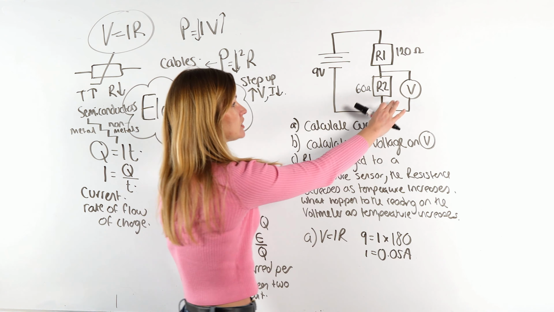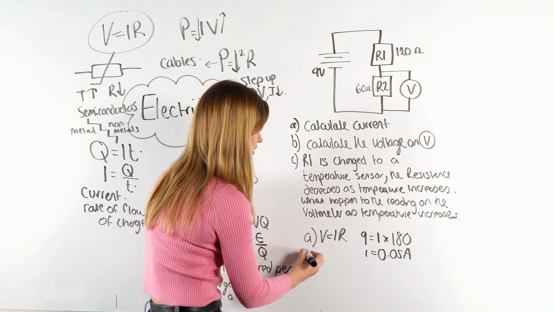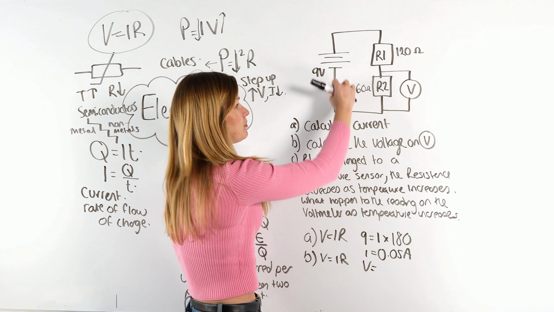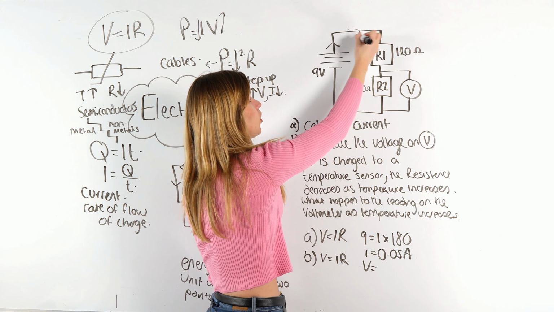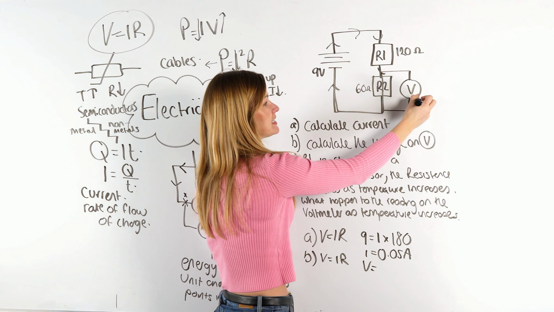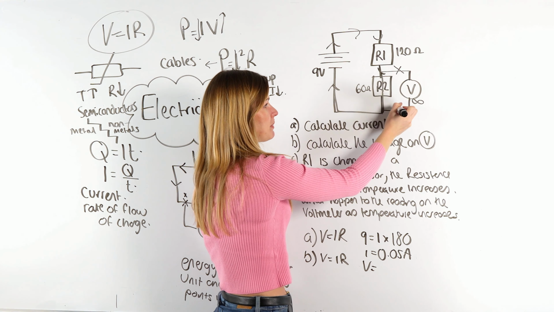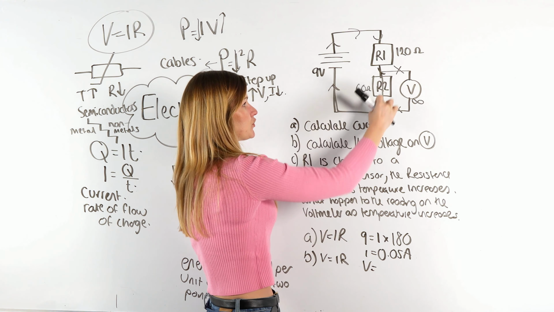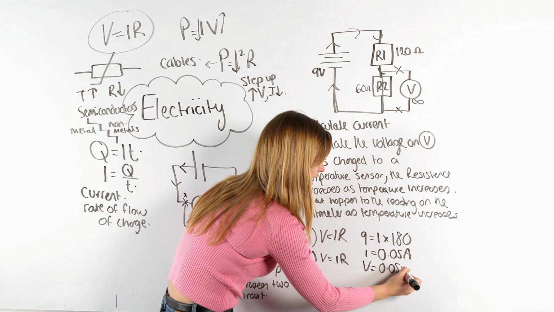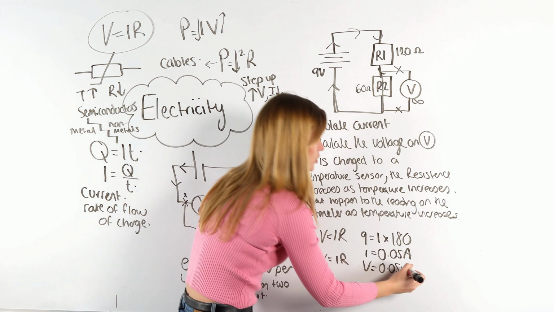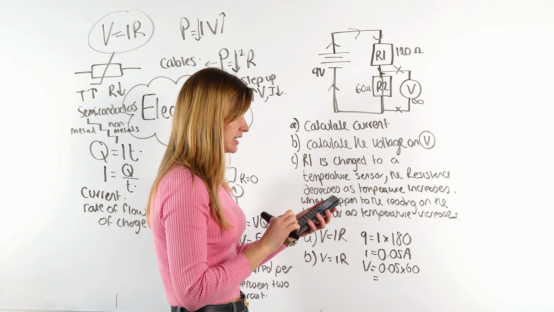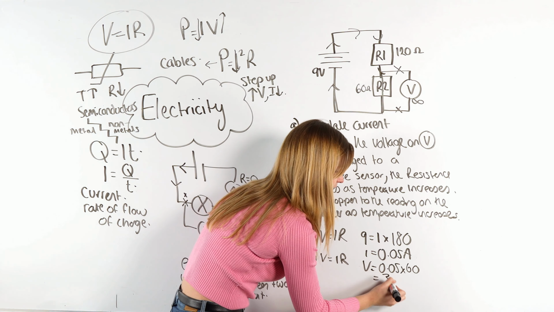Next one is calculate the voltage. Again, we're going to use our equation V equals IR. To calculate the voltage, I know the current through it because it's a series circuit. That means the current is the same everywhere. Remember, a voltmeter has infinite resistance, so no electrons pass through the voltmeter. They all pass through both resistors. So the current is still 0.05 times the resistance of R2, which is 60. In your calculator, we do 0.05 times 60, and we figure out that our potential difference there is 3 volts.